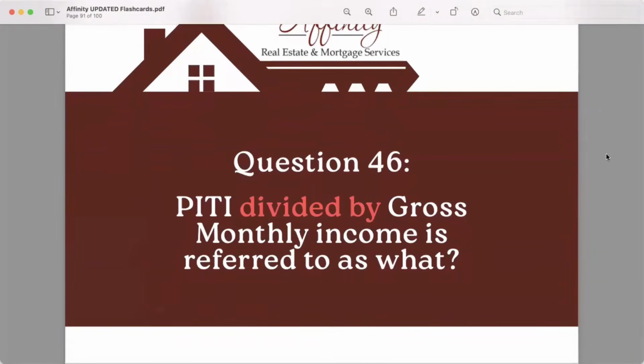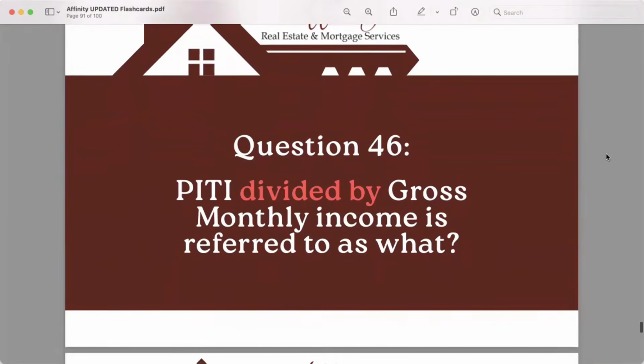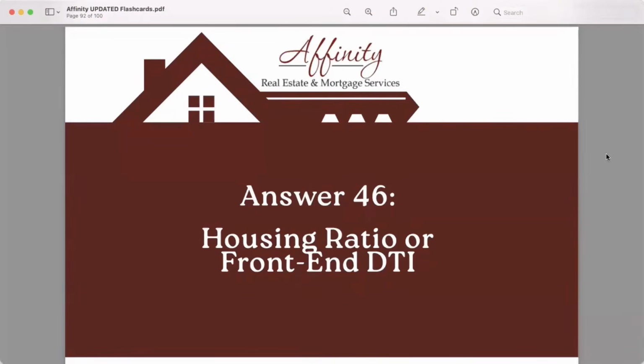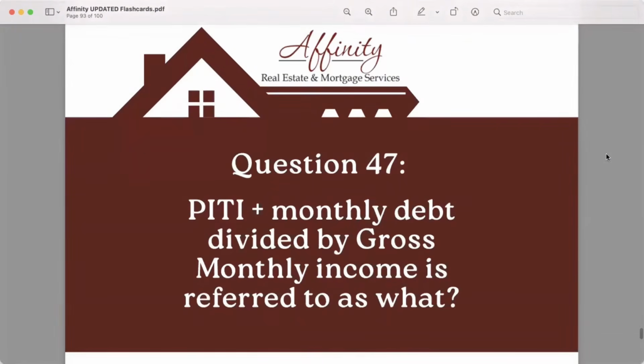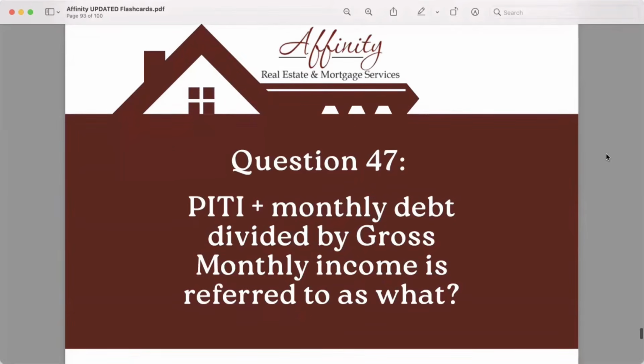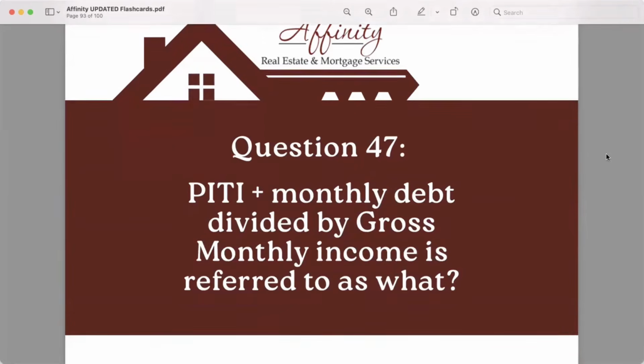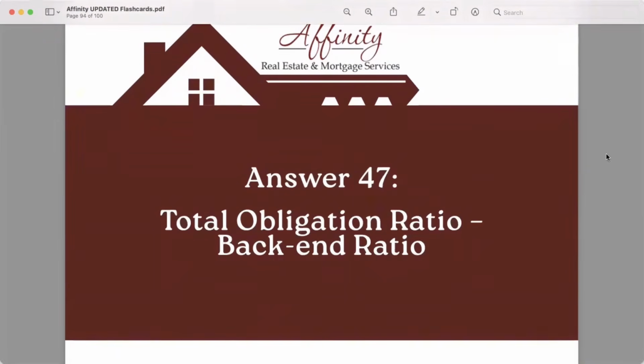Question number 46. PITI divided by gross monthly income is referred to as what? The answer is housing ratio or front-end DTI. Question number 47. PITI plus monthly debt divided by gross monthly income is referred to as what? The answer is total obligation ratio, back-end ratio.